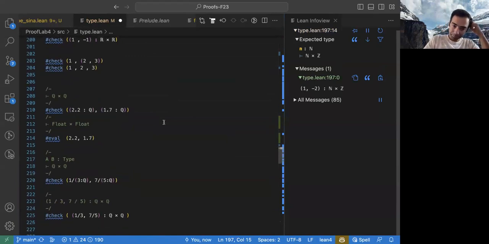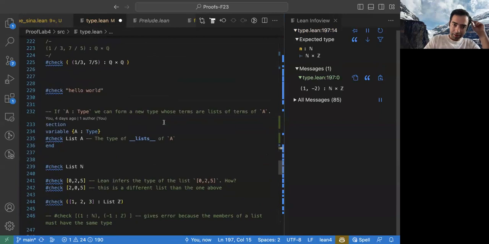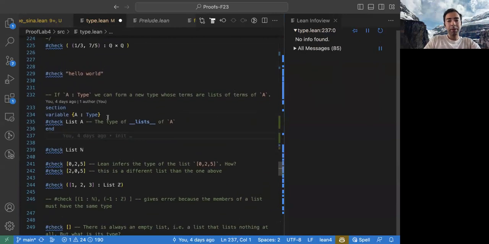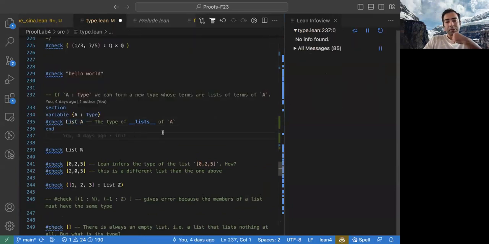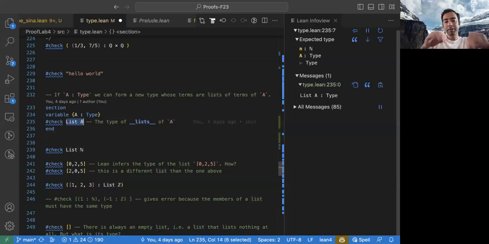Let me see. I have 1 more minute. So if you have a type A, then you can construct a new other type called list of A. So this is the type of all lists of A, which means terms of list A are lists of terms of A.